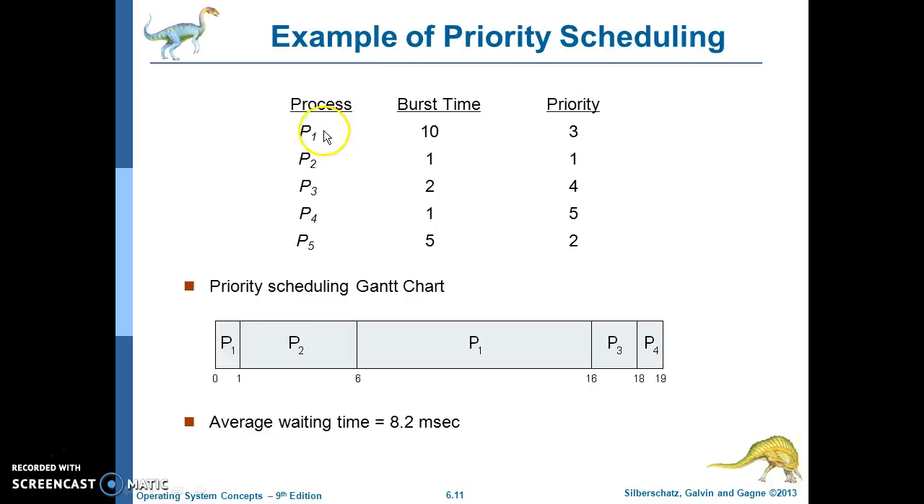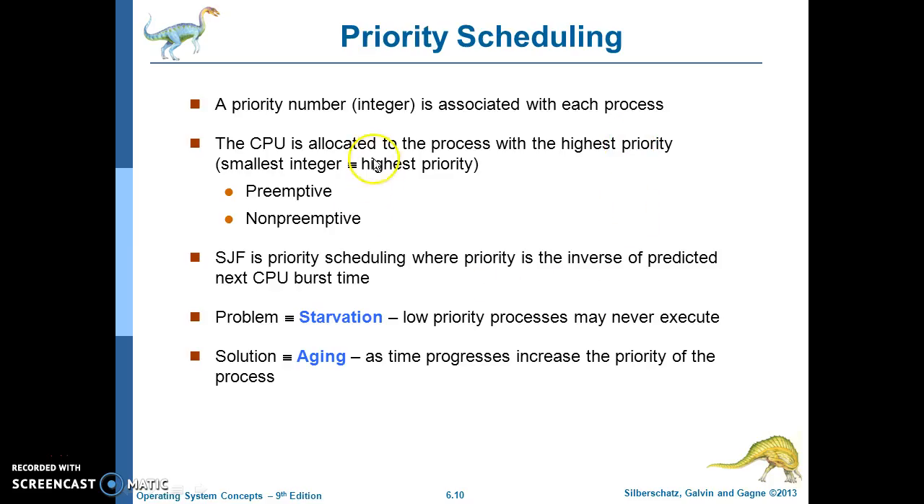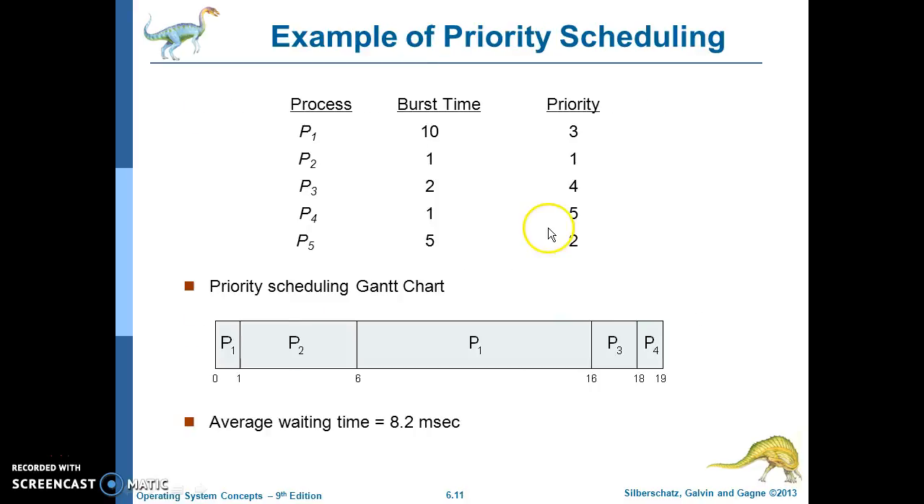Now let us take a snapshot and see how priority scheduling works. The smallest integer has the higher priority. So the process with the smallest integer, the highest priority, is taken and allotted according to the Gantt chart, and the average waiting time comes to 8.2 milliseconds.